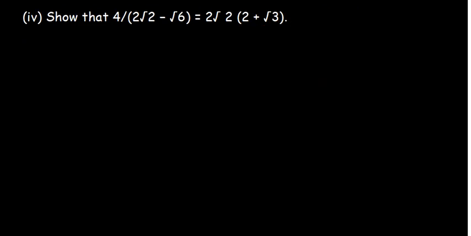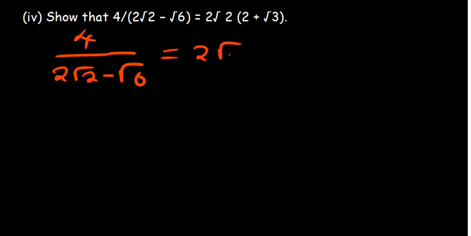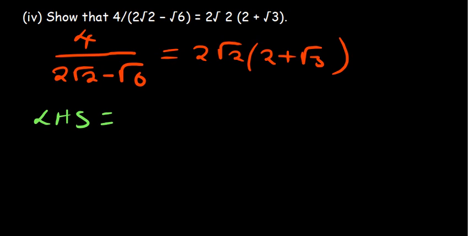Show that 4 divided by 2 root of 2 minus root of 6 is equivalent to 2 root of 2 open brackets 2 plus root of 3. That is the full form of the question that we have. So what is our goal? Our goal is to show that the left hand side is equivalent to the right hand side. Okay, so basically I'll start with the left hand side. We know it is equivalent to 4 over 2 root of 2 minus root of 6.